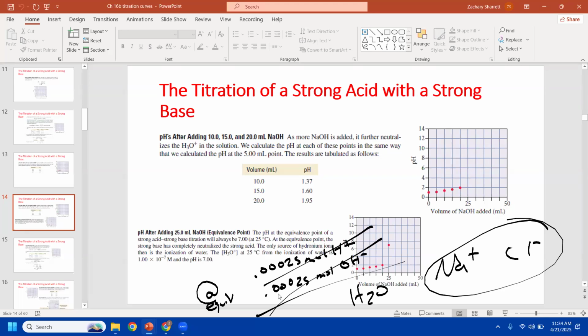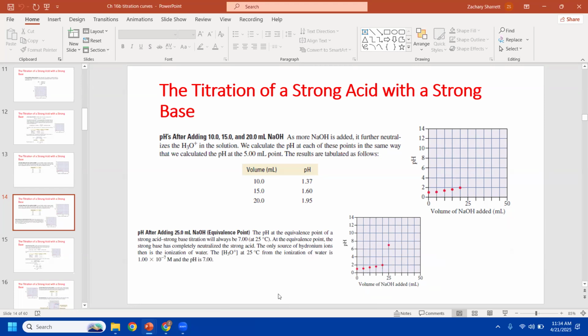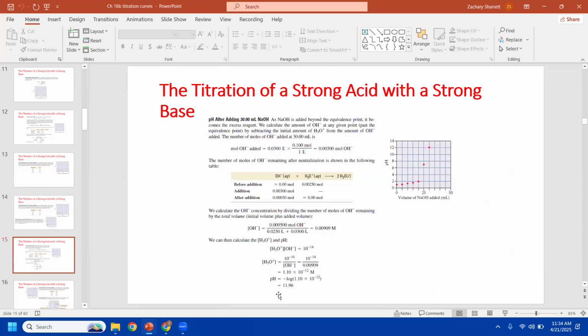So the take home message is when you have a strong acid and a strong base with equal amounts, they neutralize. The pH is changing the whole time, right? The pH is going from acidic. When you're equal, they're now neutral, right? Everybody agree with that? So that's how you find the pH there.